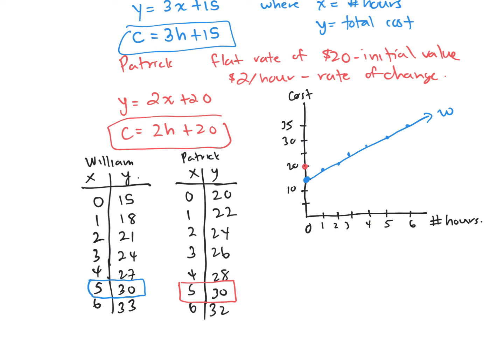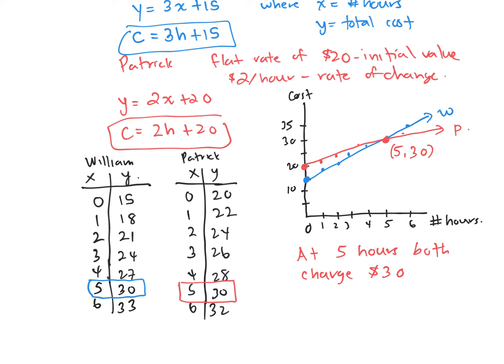So he starts at $20. 1 hour, he's at 22. 2 hours, he's at 24. 3, and at 5 hours, he's at 30. 4 hours, he's at 28. So Patrick looks something like this. And we know that that intersection point is at 5 hours. They both cost $30. So at 5 hours, both charge $30.